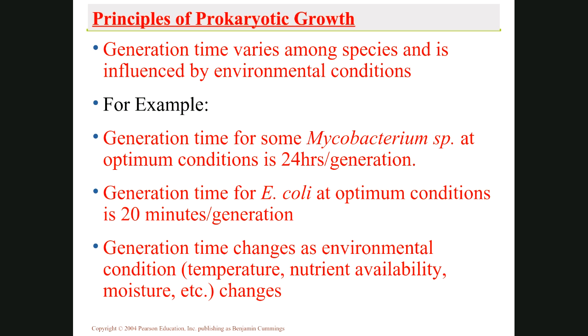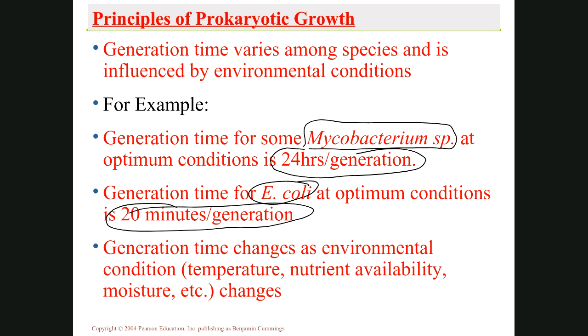So, for example, Mycobacterium species have very long generation times because of their waxy cell wall. Generation time for most Mycobacterium species is 24 hours per generation, whereas the generation time of a more common bacteria, like E. coli, is 20 minutes per generation under optimum conditions. Again, this is important because the minute you change something in the environment, that is going to affect how fast the population grows, or the generation time. So the generation time of a population is definitely dependent on the environment and the availability of nutrients.